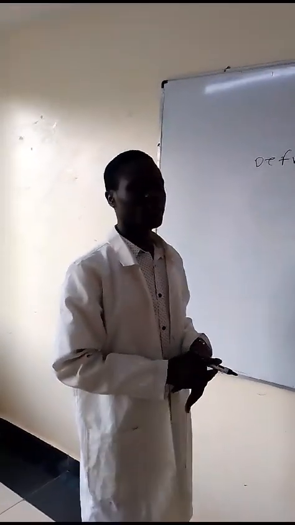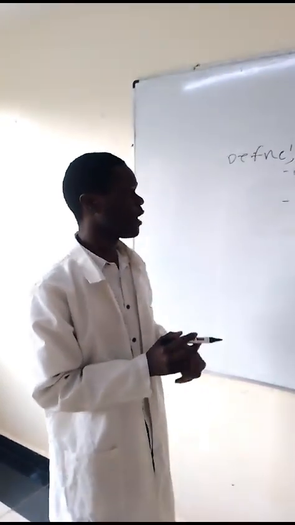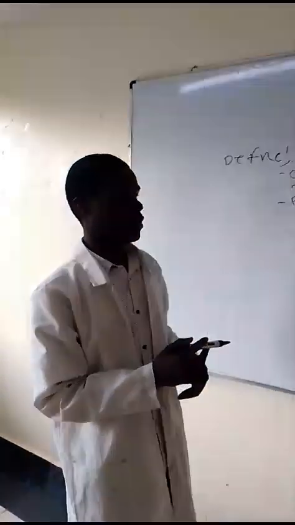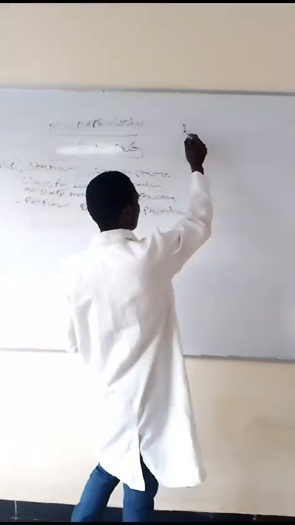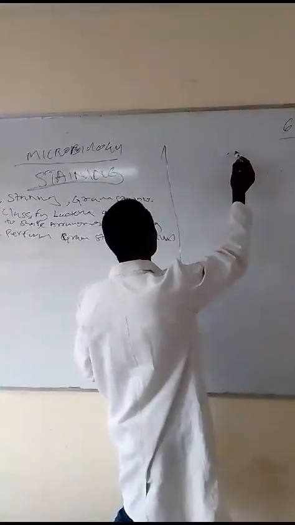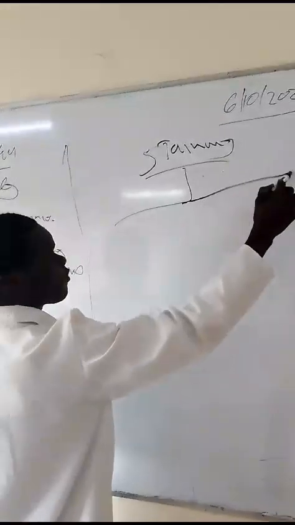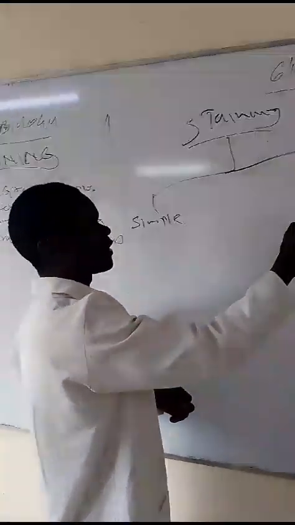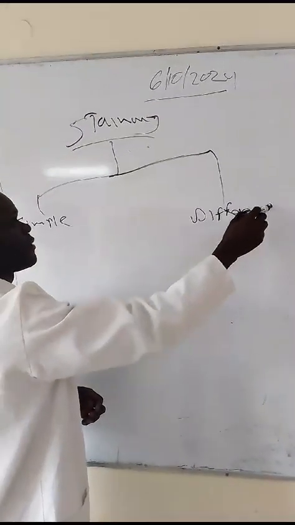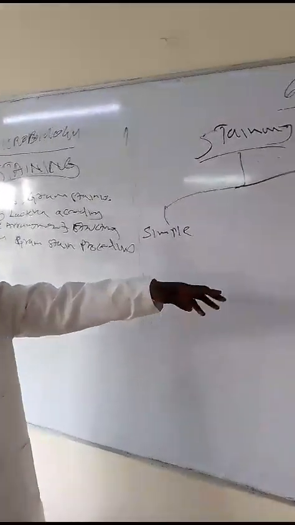So we want to draw a table on how you can classify bacteria according to their shape, arrangement, and structure. So this is staining. We say we have two types of staining: simple and differential. We have simple and differential stain.